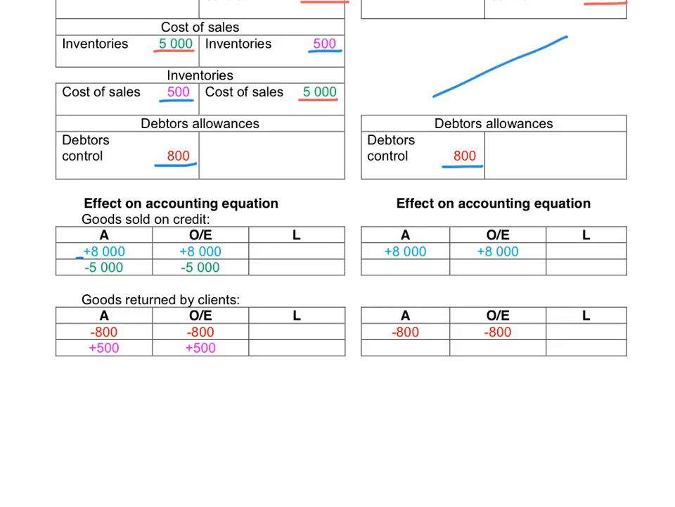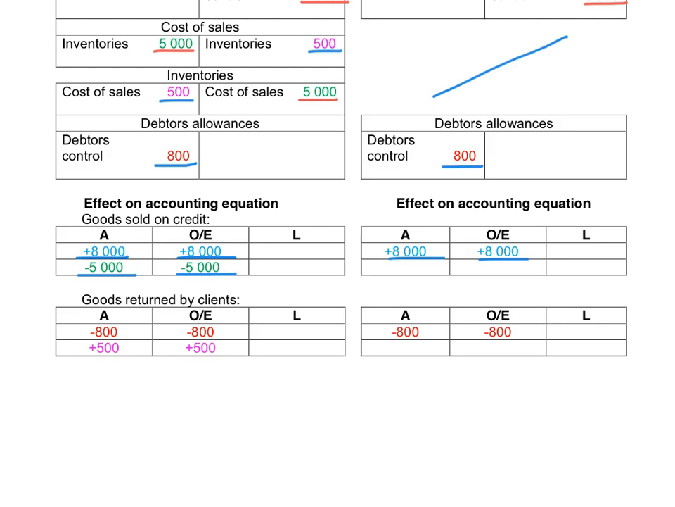Assets increased with 8,000. Equity increased with 8,000 for the sales. The same entry is recorded in the periodic system. Then the additional entry will be recorded for the cost of sales. So inventory decreases assets and cost of sales will decrease the profits.